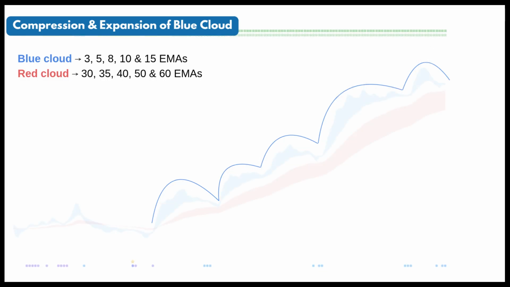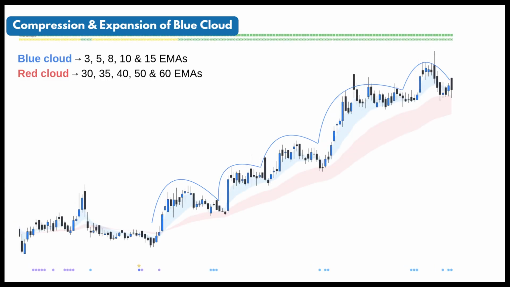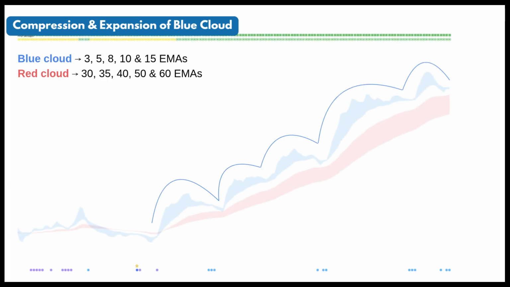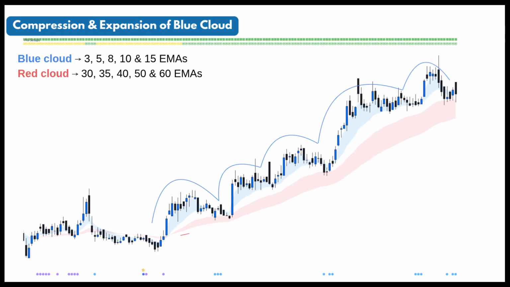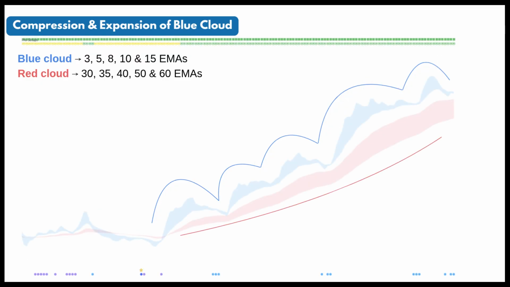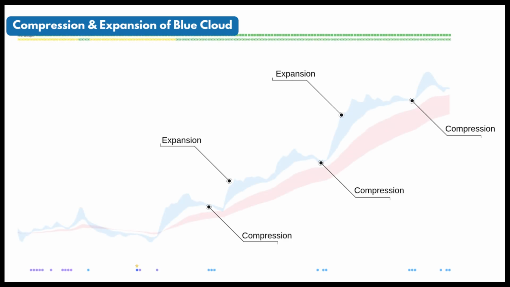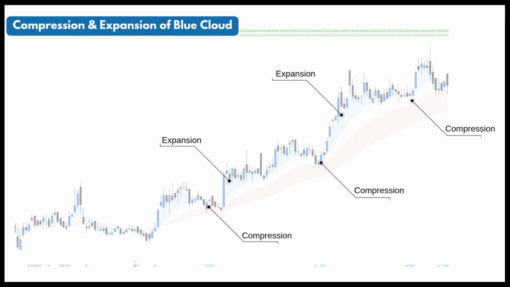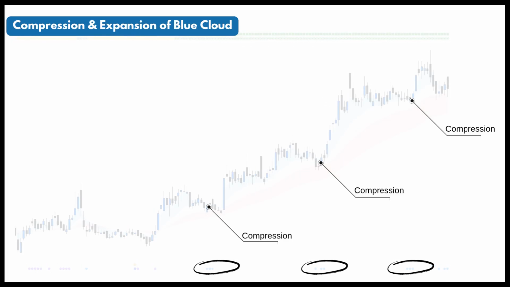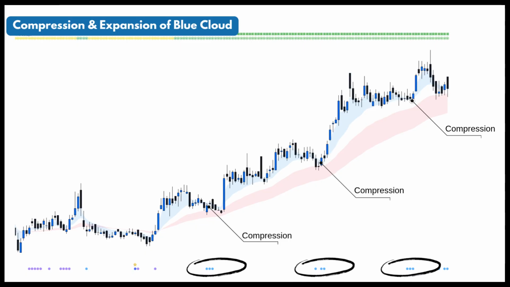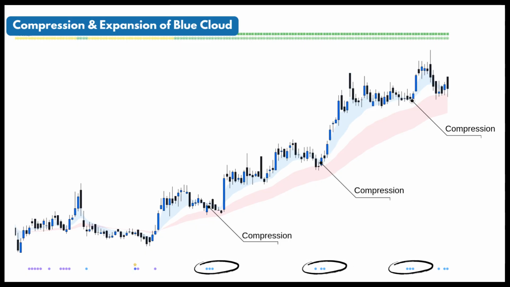Since the blue cloud uses shorter period EMAs, they are also faster to react to change in prices. On the other hand, since the red cloud uses longer period EMAs, it reacts slower than the blue cloud. Hence, the blue cloud is the first to compress and expand as well. When the blue cloud compresses, we get blue dots at the bottom of the chart. For swing traders, that's a signal that the stock is building up for a potential move.